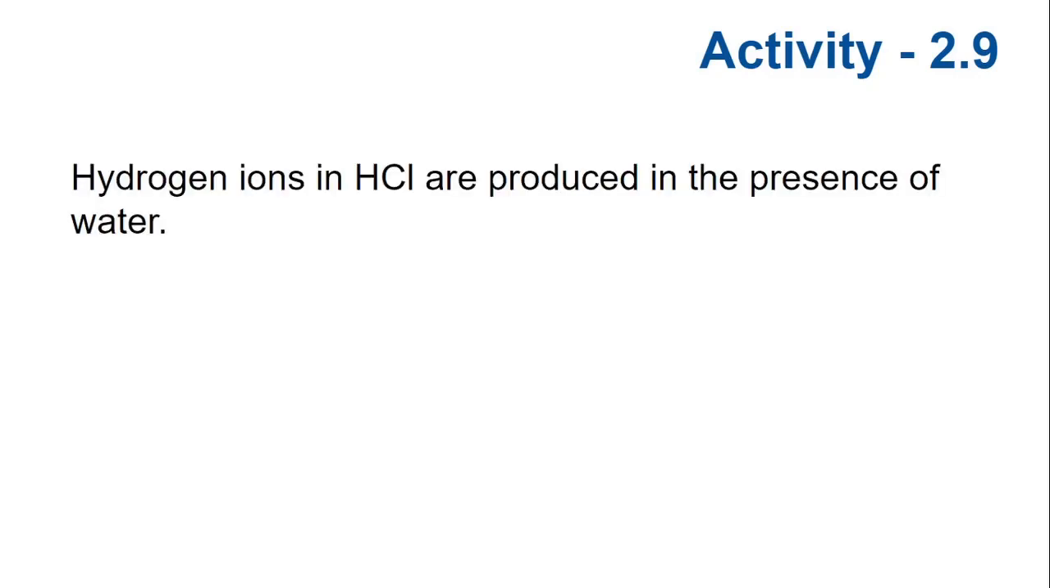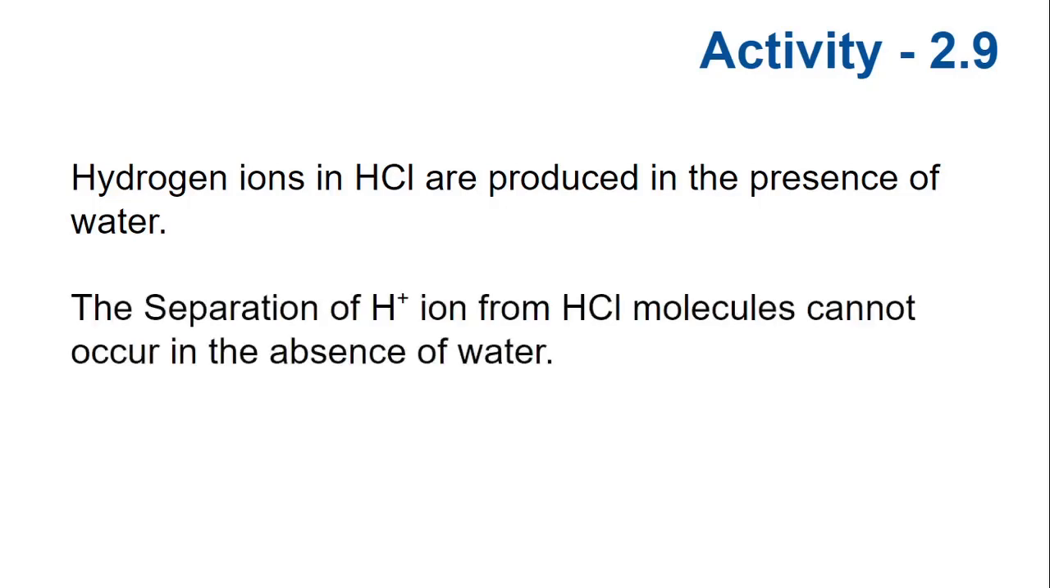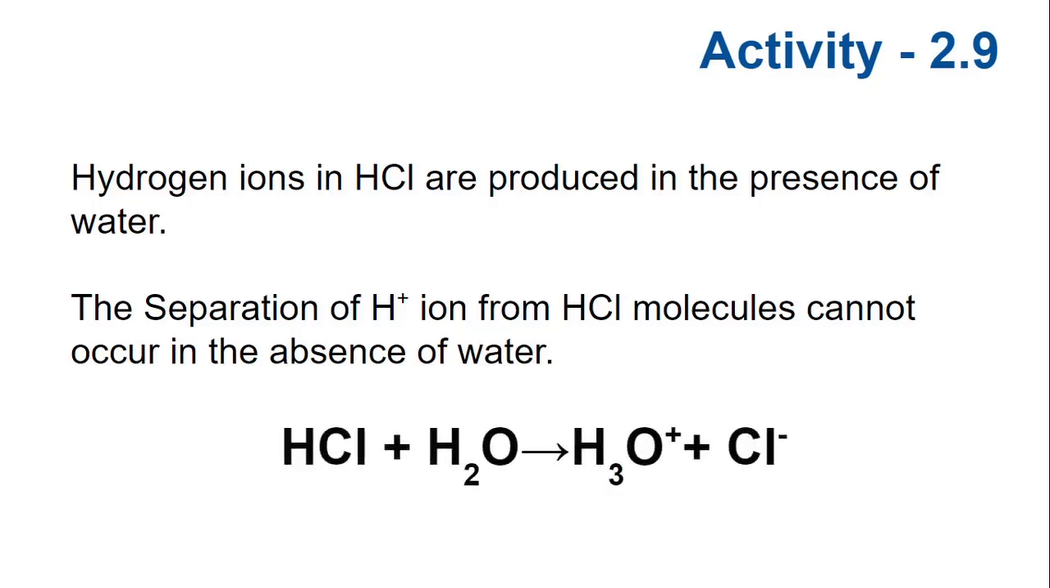This experiment suggests that hydrogen ions in HCl are produced in the presence of water. The separation of H+ ion from HCl molecules cannot occur in the absence of water. So the equation will be written as HCl + H2O gives H3O+ + Cl-. If we add hydrochloric acid to water, then we get H3O+ and Cl-.